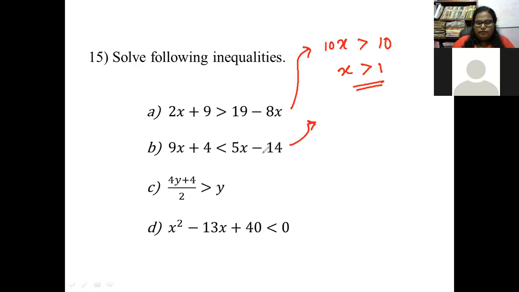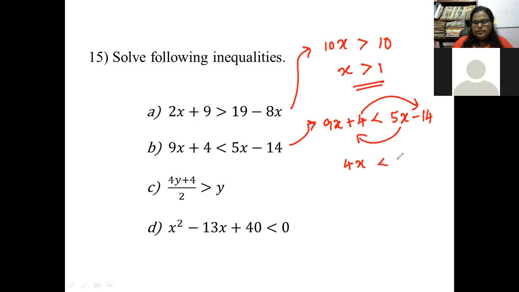So when you go for this one, 9x plus 4 less than 5x, oops, less than 5x minus 4. The same thing you have to do. You can take this as minus 5x, so it is 4x, and you can take this 4 to the right hand side, so it is minus 18, right? So you can solve for x here like minus 18 divided by 4, right?